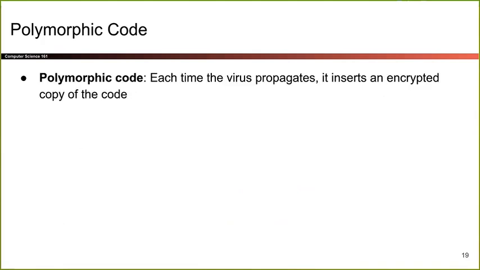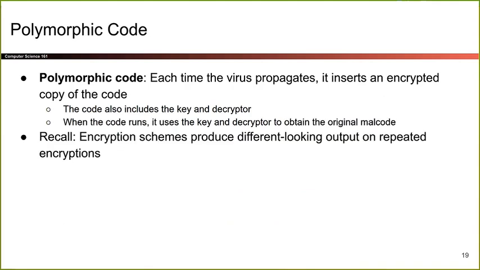Okay, so how do we write this code that automatically changes itself and still spreads automatically? One way to do so is something called polymorphic code. Basically what happens here is every time we spread the virus or propagate it, we're not going to spread a copy of the virus exactly. We're going to insert an encrypted copy of the virus code. And the code will also have the key and the decryptor so you can decrypt the virus back into its original form.